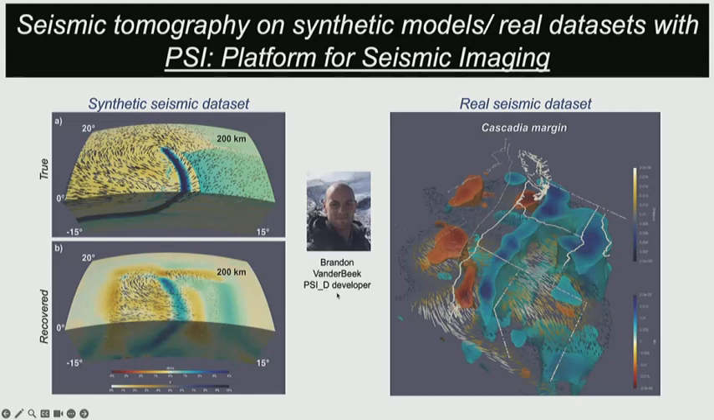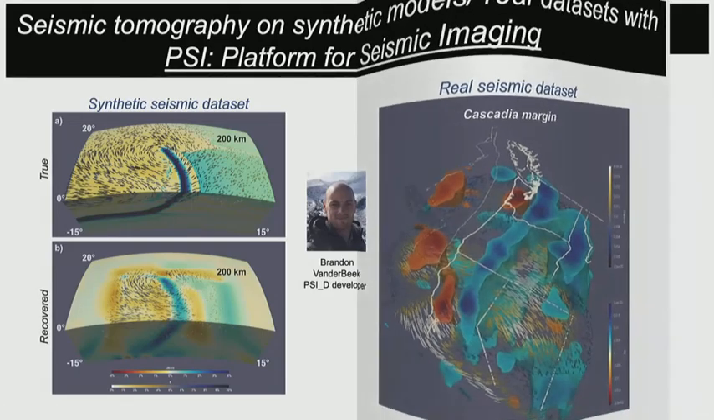The deterministic inverse model has been coded by Brandon van der Beek, who is now in Leeds. And you see that you can also use real data, as I showed you before for the Mediterranean, and now Brandon is working on the Cascadia margin. So this is the Juan de Fuca slab below 100 km depth. These are the low velocity anomalies associated with the Juan de Fuca ridge here, and then this is the P-wave anisotropic field at, I think, 200 km depth.